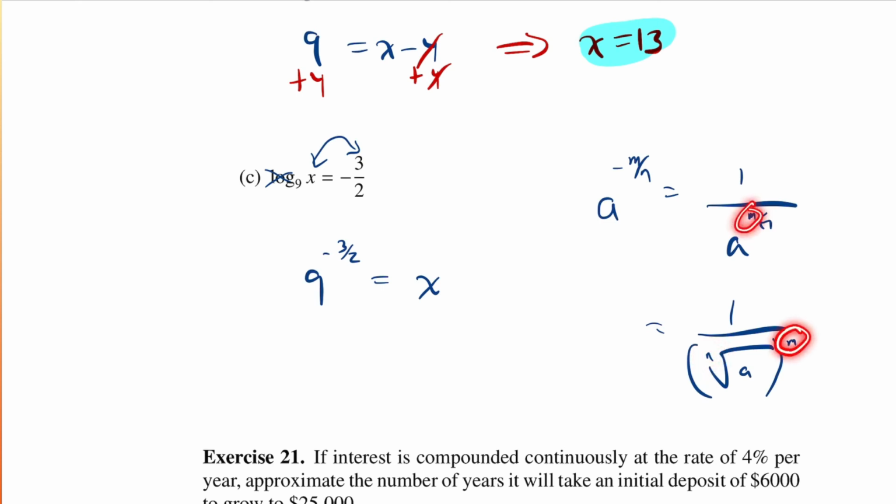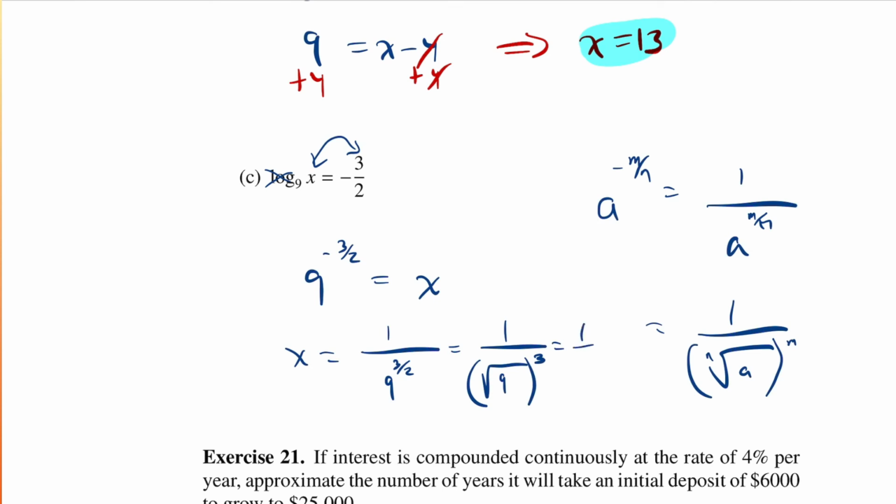So this would become x equals 1 over 9 to the positive 3 halves, which is the same thing as 1 over the square root of 9 to the third power. The square root of 9 is 3, 3 to the third is 27, so our final answer is 1 over 27.